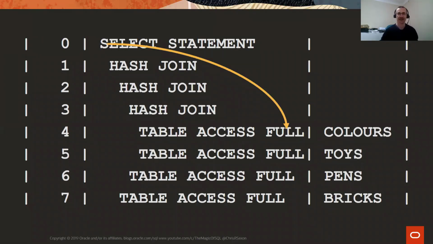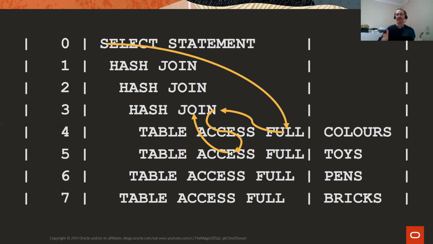That's the full scan of the colors table. Once we've got there, read those rows, pass them back up to the hash join, build the hash table, look for the next unvisited leaf. Well, that's this full scan of the toys table. Read those rows, pass them back up to the hash join. Now, at this point, we have read all the rows from the children of this hash join operation. So there are no more unvisited leaves below it.